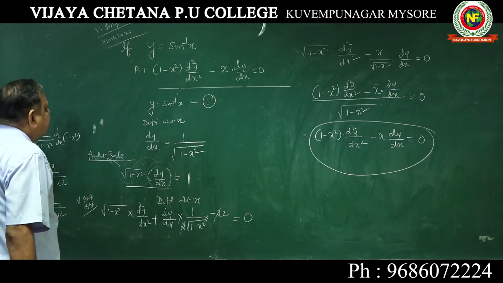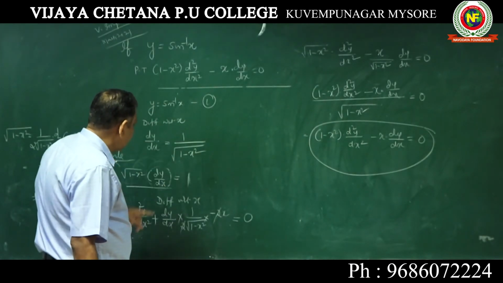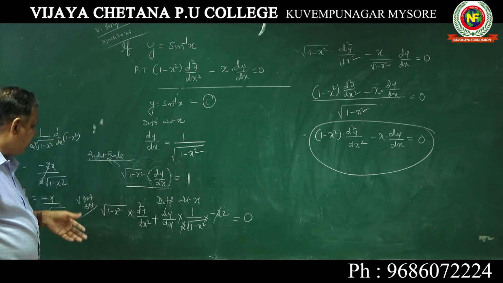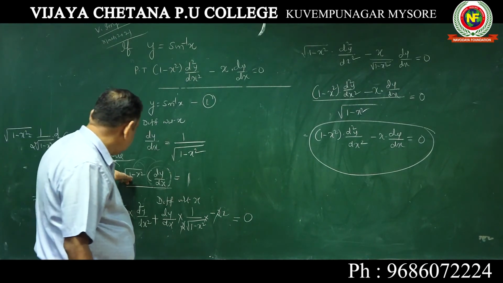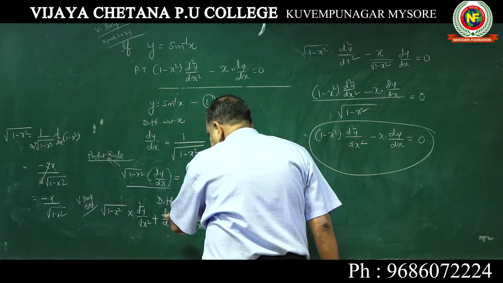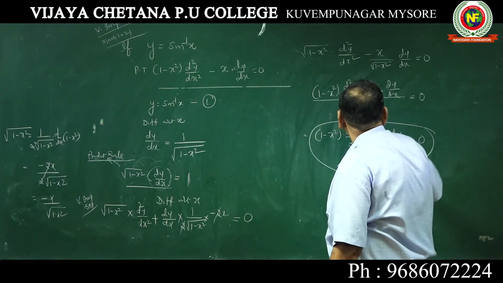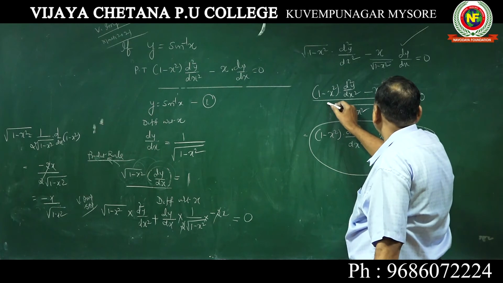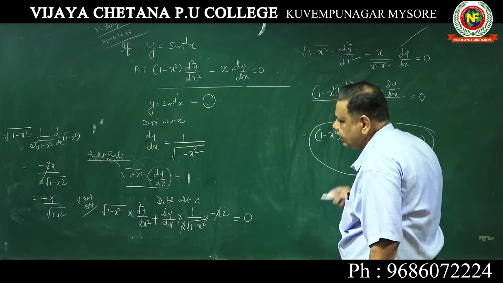Prove that (1 minus x square) d square y over dx square minus x dy by dx is 0. I have differentiated, getting 1 over root of 1 minus x square. Now differentiate that same thing. When you are differentiating this one, apply the product rule: root of 1 minus x square into d square y over dx square, plus dy by dx into, by chain rule, 1 over 2 root of 1 minus x square times minus 2x. Finally, take the LCM and simplify to get the answer.